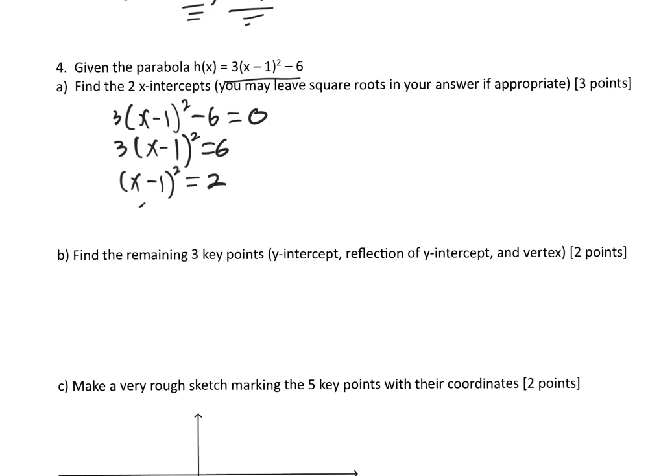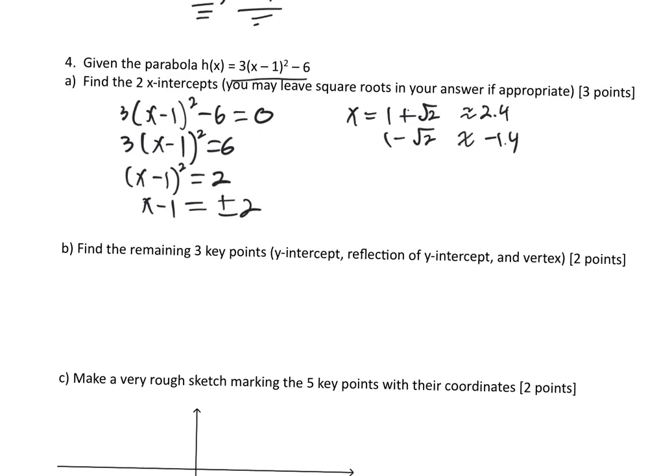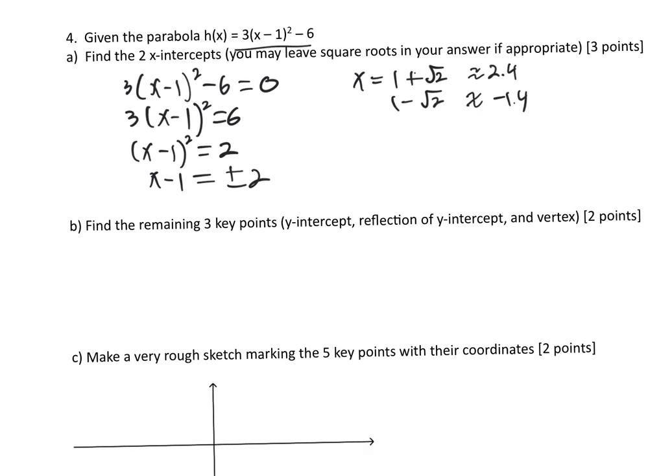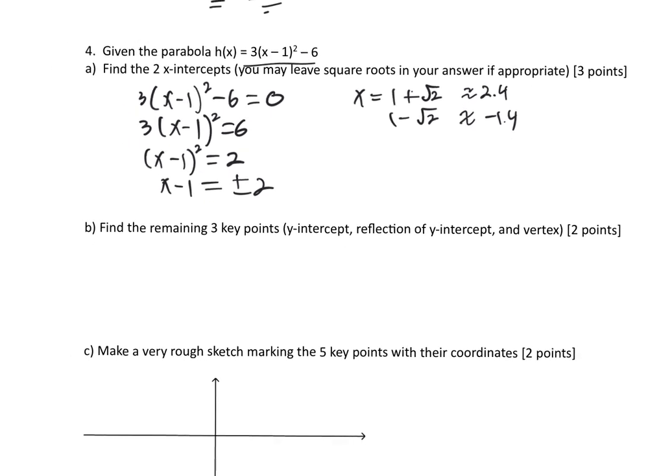Now we can take the square root of both sides, x minus 1, and here we have to be careful. This is equal to either the positive or negative square root of 2. Then from there we get x is equal to 1 plus the square root of 2, 1 minus the square root of 2, and it'll turn out this is a value of about 2.4, approximately equal to negative 1.4. Okay, find the remaining 3 points: the y-intercept, reflection of y-intercept, and vertex.